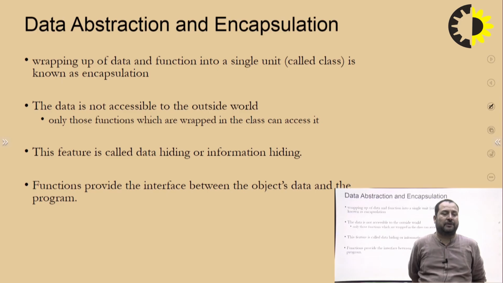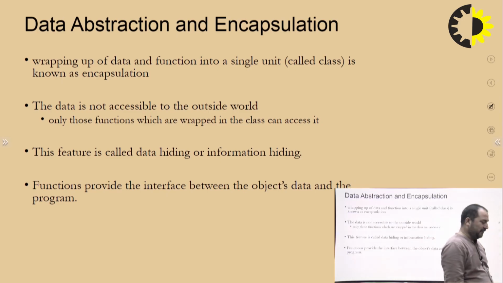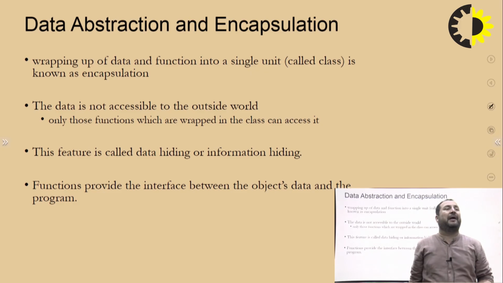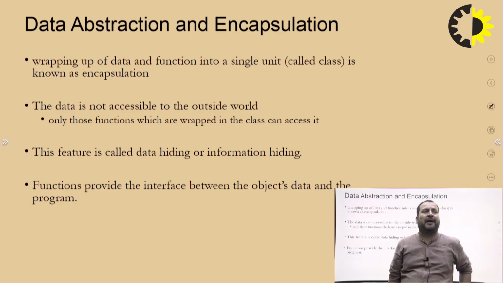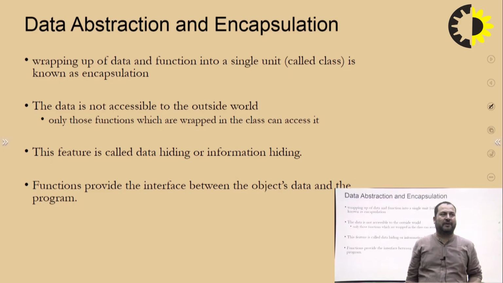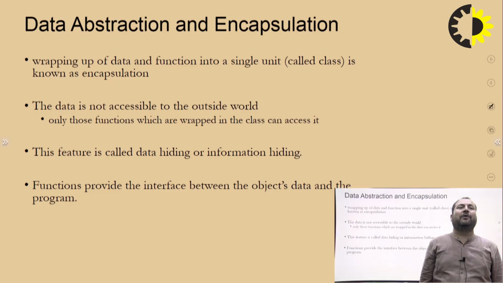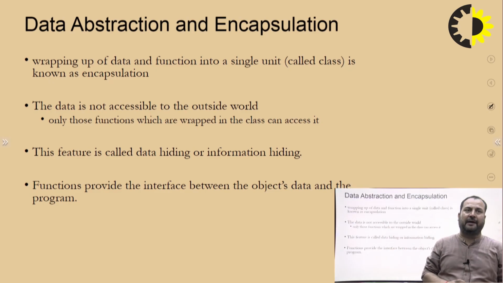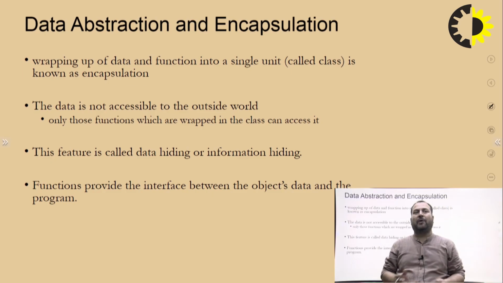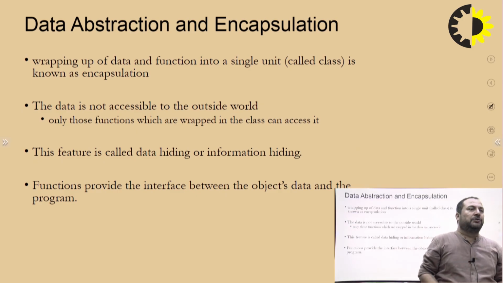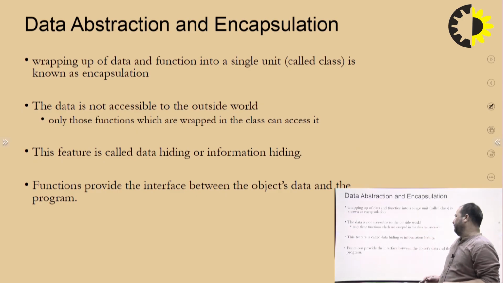Now, data abstraction. Abstraction is basically an act of representing essential features without including the background details. The wrapping of data and functions into a single unit, which is called class, is known as encapsulation. It is not accessible to the outside world. It is wrapped, so the functions inside that class are only allowed to access the data which belongs to that class. This feature is called data hiding or information hiding.